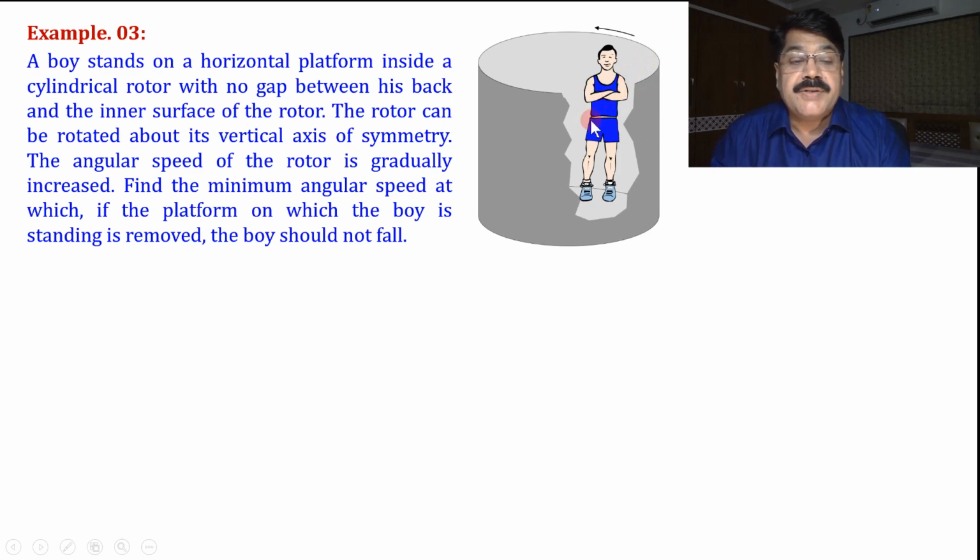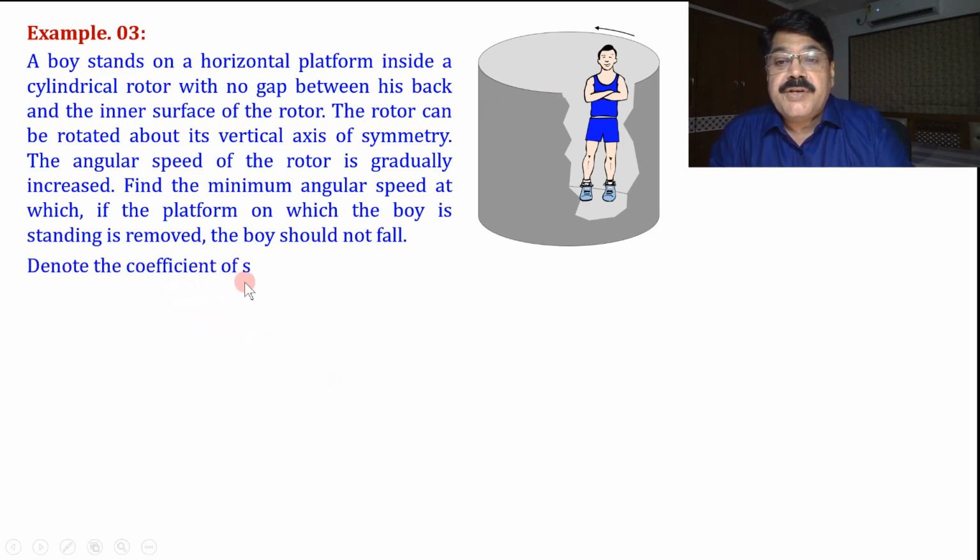And if there is a normal reaction from the wall, and if this platform is removed, the weight of the boy will pull him downward. So there will be a static friction which will act upward, and this force of static friction will balance the weight of the boy. This is the qualitative analysis of the problem. What is remaining now? Only what we have thought qualitatively, we have to express mathematically.